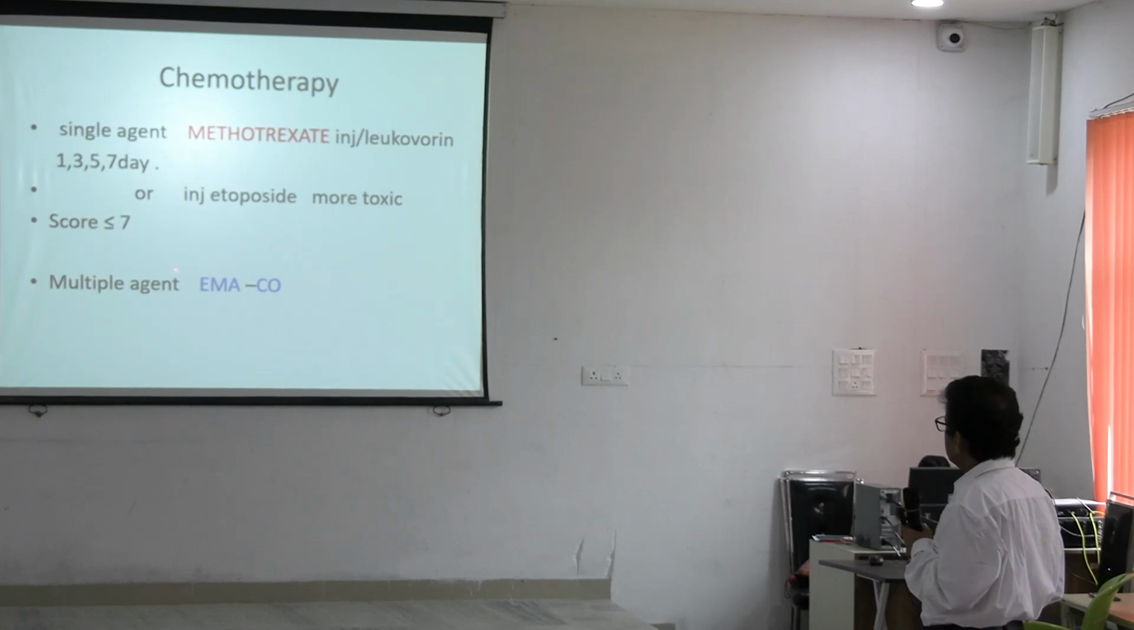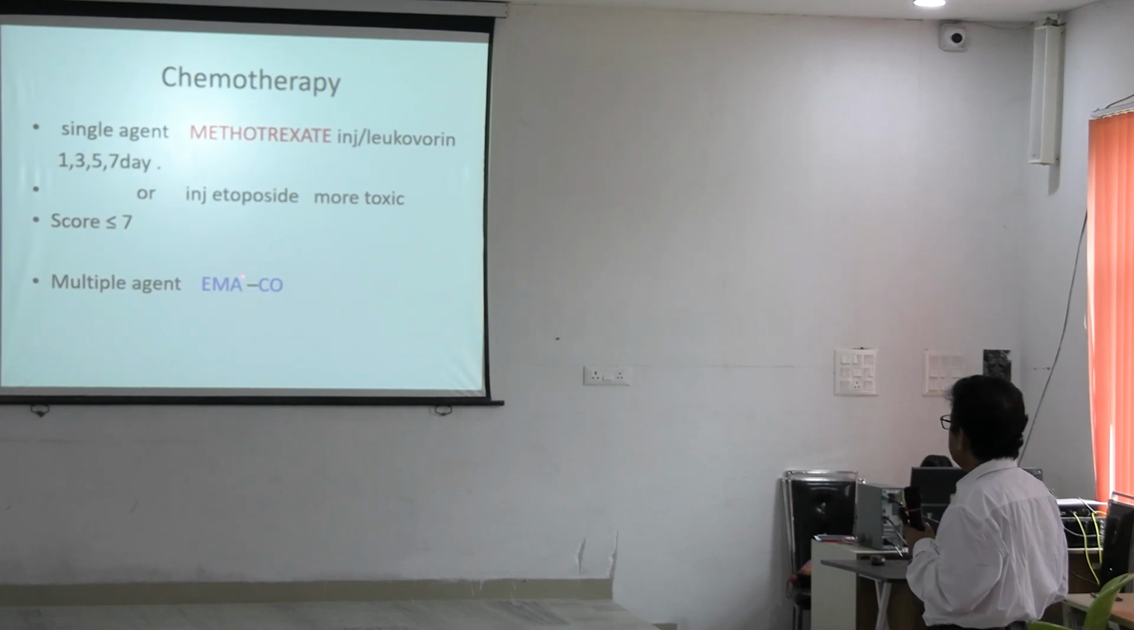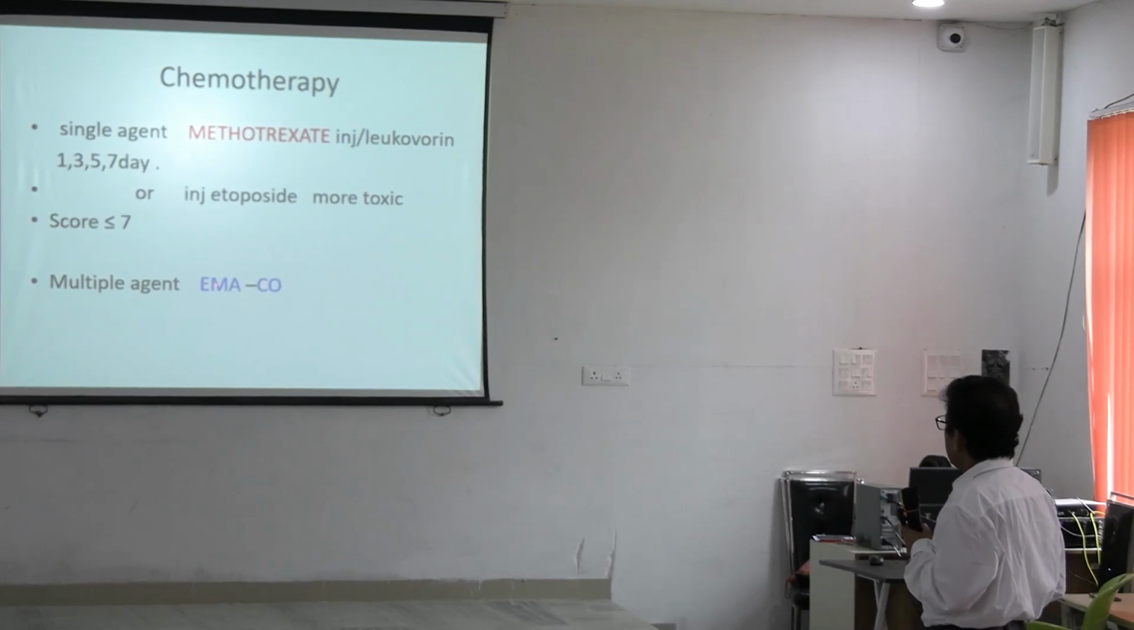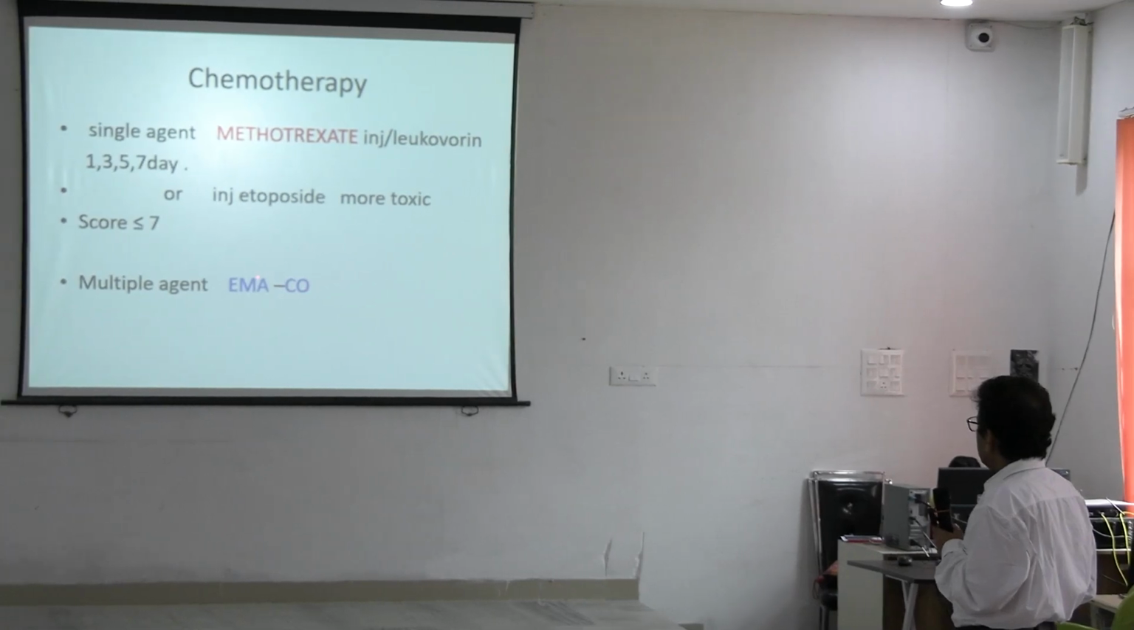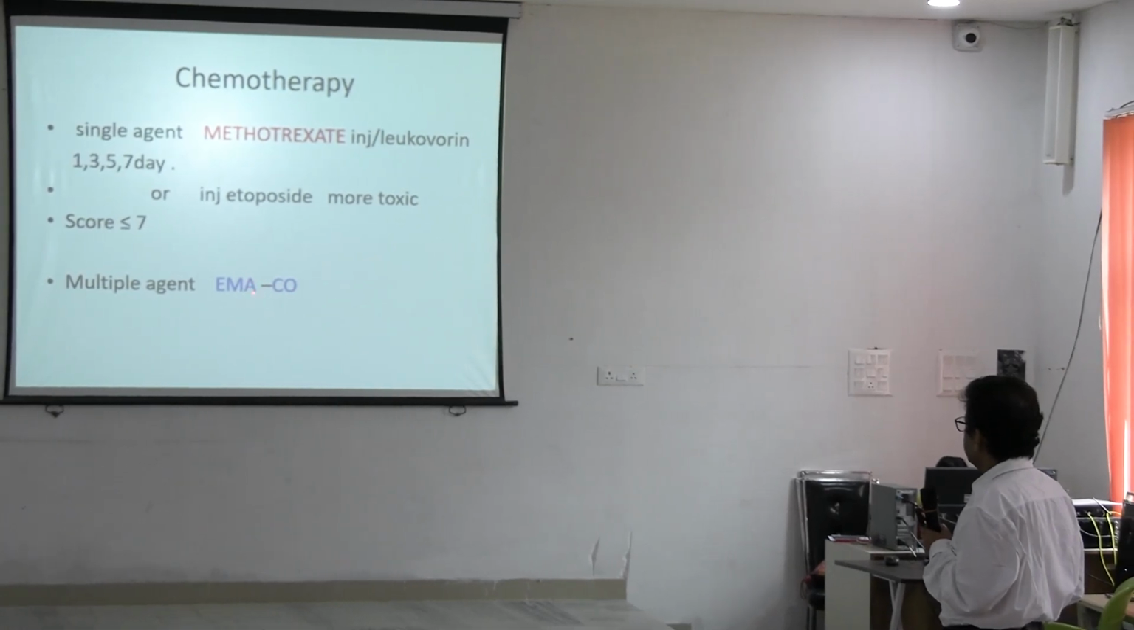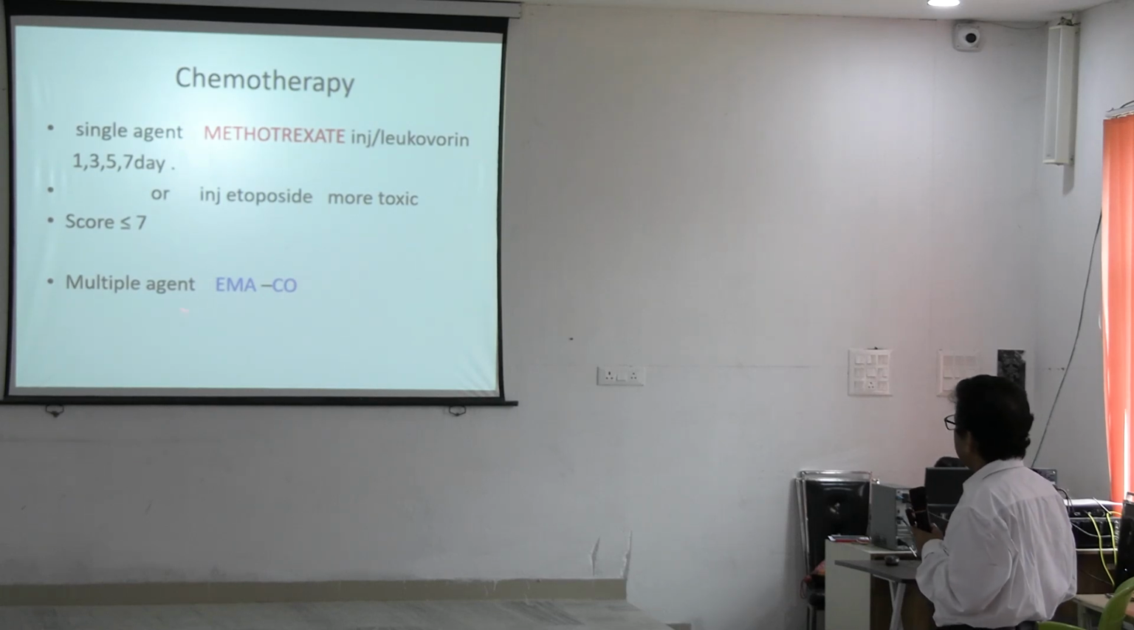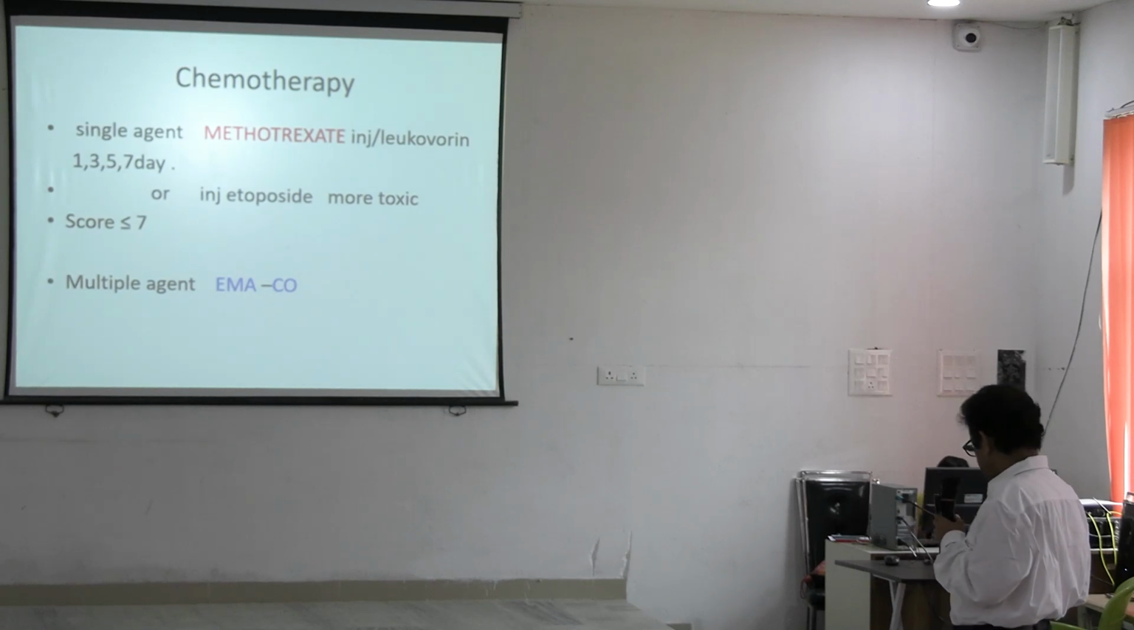But if the score is more than 7, then it is EMA-CO. EMA-CO is methotrexate, etoposide, actinomycin D, oncovin, and cyclophosphamide. This is EMA-CO, which is a multiple chemotherapeutic drug regimen. It is more toxic, but in high risk cases we have to prescribe it.